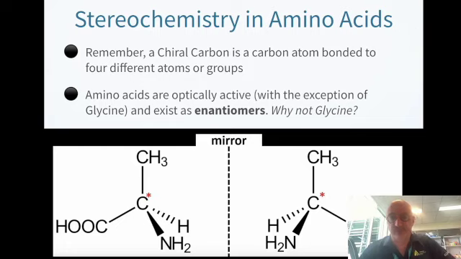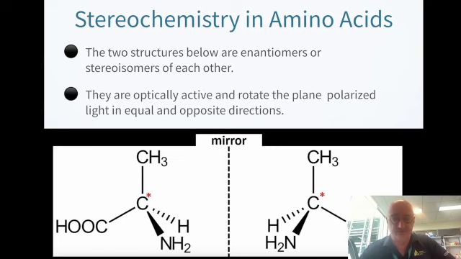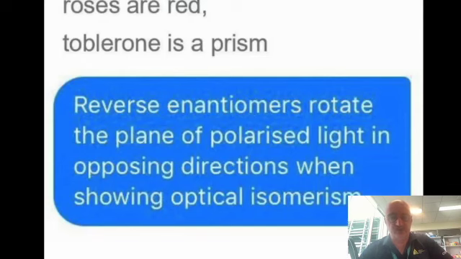Okay, they're all optically active. Why not glycine? Because it's got 2 groups the same. So it cannot be. They're optically active, rotating the plane of polarized light in equal and opposite directions. Rosa's red Toblerone is a prism.